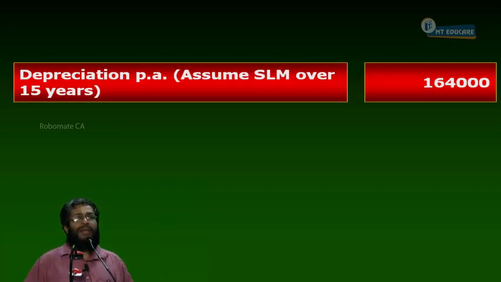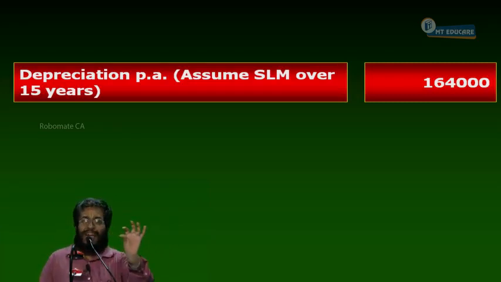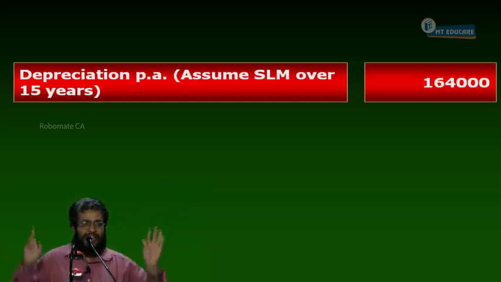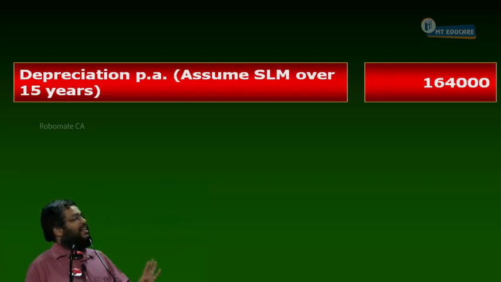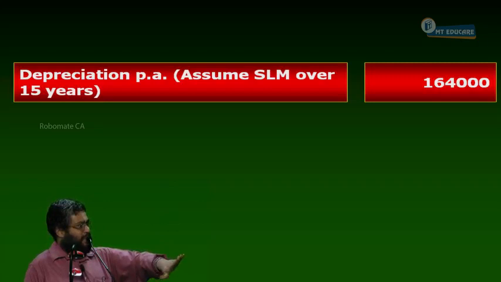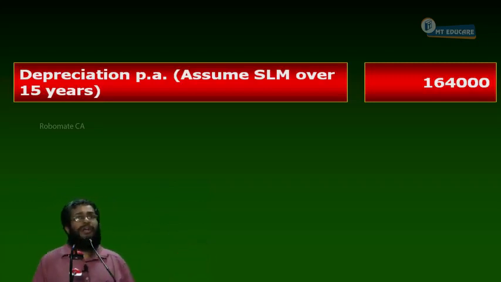SLM depreciation is cost of asset minus salvage value divided by number of years, right or not? Suppose an asset costs 4,80,000 and salvage value is 80,000. Then the depreciable amount is 4 lakhs, divided by number of years. Now, in this problem, I did not reduce the salvage value. I just divided the full cost by 15 years. Why? Because the question says so.